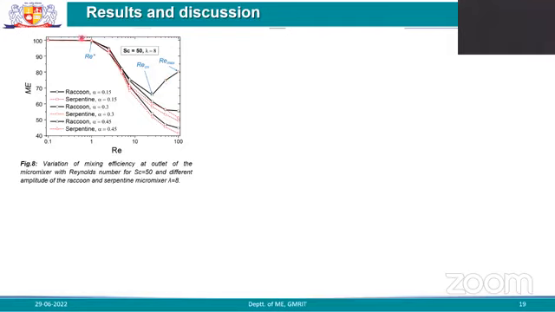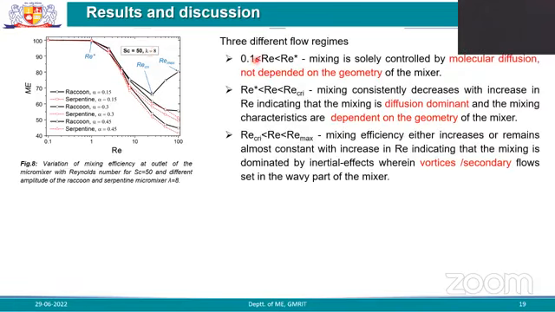So whatever the mixing we are getting, if we divide it into three regimes, it can be defined that the first is 0 to Re*, the second one is Re* to Re critical, and I will tell why we are using this term. And the third one is Reynolds number critical to Reynolds number maximum. So 0 to Re*, here the mixing is solely controlled by molecular diffusion, not dependent on the geometry, not dependent on anything.